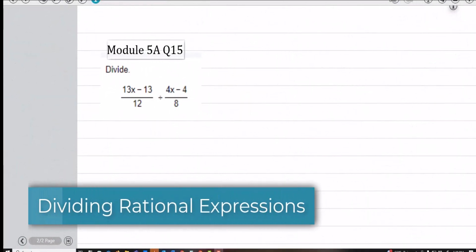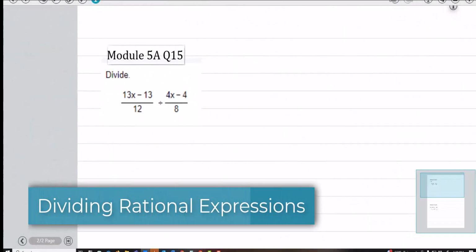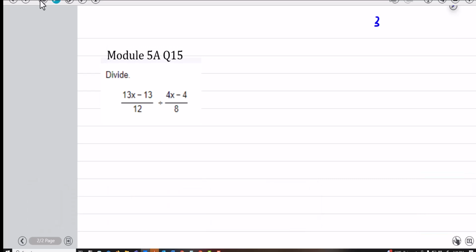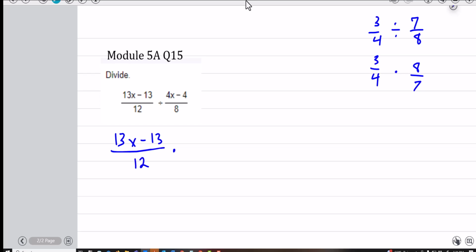All right, if you recall when you divide fractions, so if I had something like 3/4 divided by 7/8, if you remember, what you do is you keep the first fraction, you flip the second one, and you turn it to multiplication. Same thing's going to happen here. So I am going to keep my first fraction. I'm going to change division to multiplication, and then I am going to flip my second fraction.